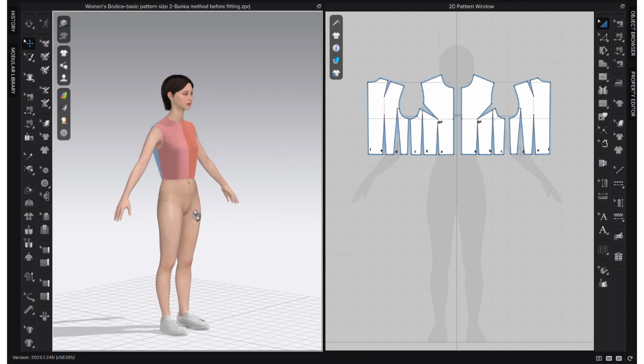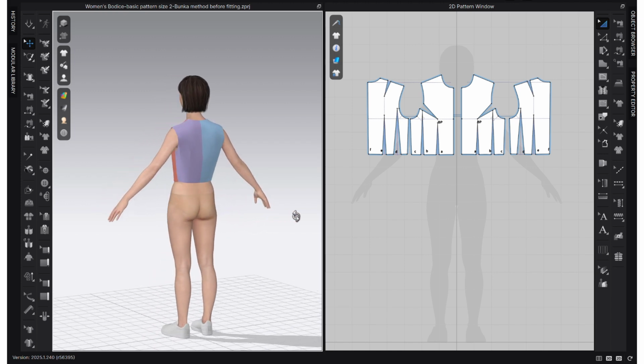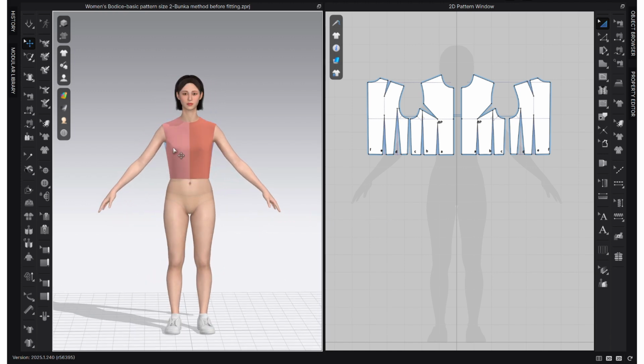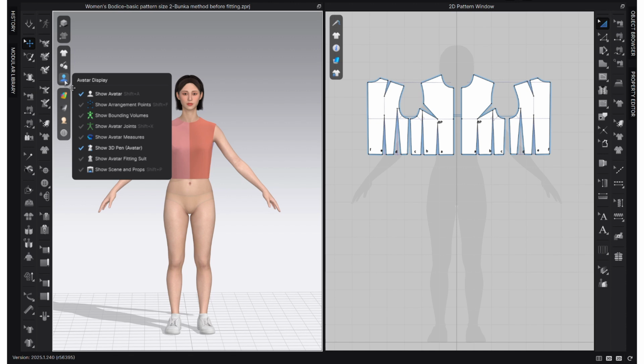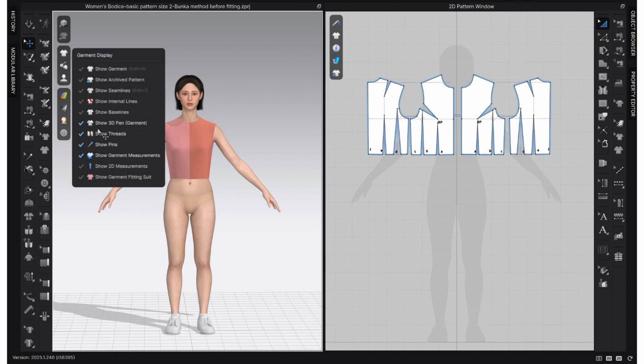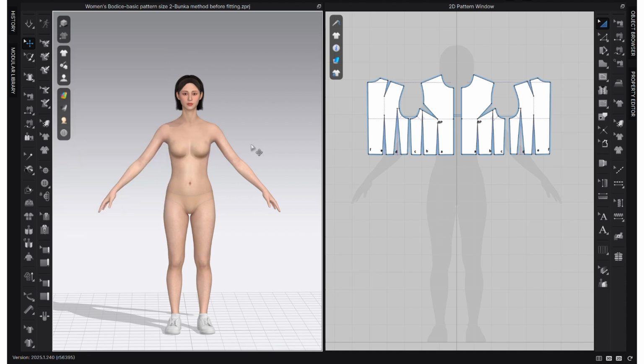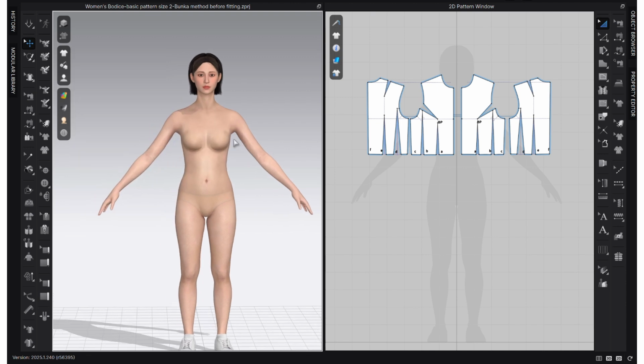Okay, this bodice is the one I have created based on the Bunka method, but let's hide it and focus on the measurements first. I go here and hide the garments, and I need to tell you that for this method we are using centimeters as our unit of measurement, so first change that in your settings.